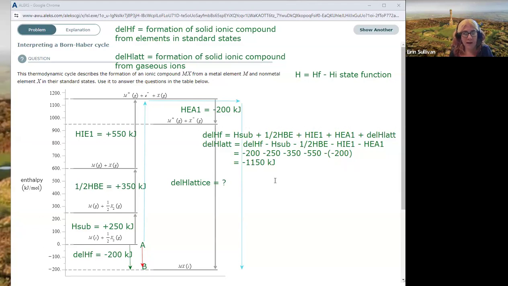Okay, so this is method number 1. Just numerically write an expression for your enthalpy of formation that is equal to all the other processes, and rearrange and solve for the lattice enthalpy, because that's the only one you don't know.